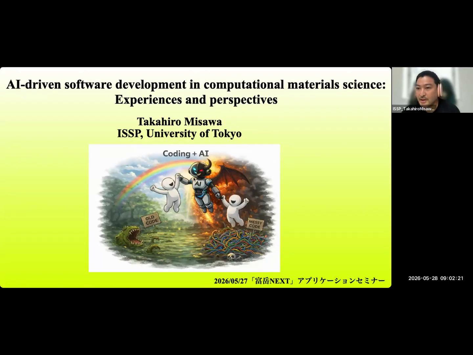This is a figure I frequently use in this kind of seminar. We physicists always suffered from old code or messy code. The appearance of AI changed the world, and AI might help us in this situation. But there are pros and cons, both negative and positive sides. I will talk about the details of the positive and negative points in much more detail.